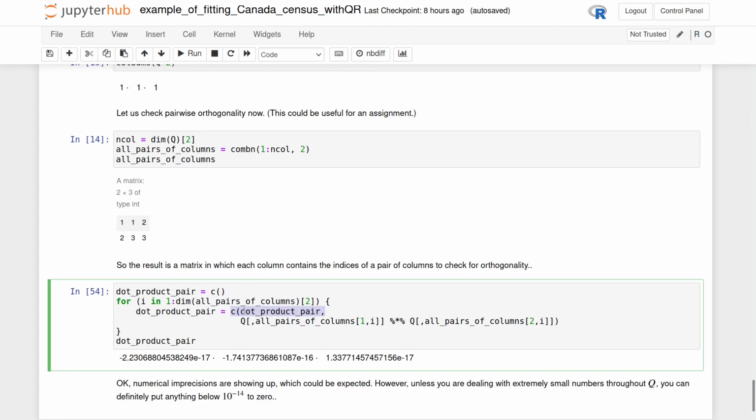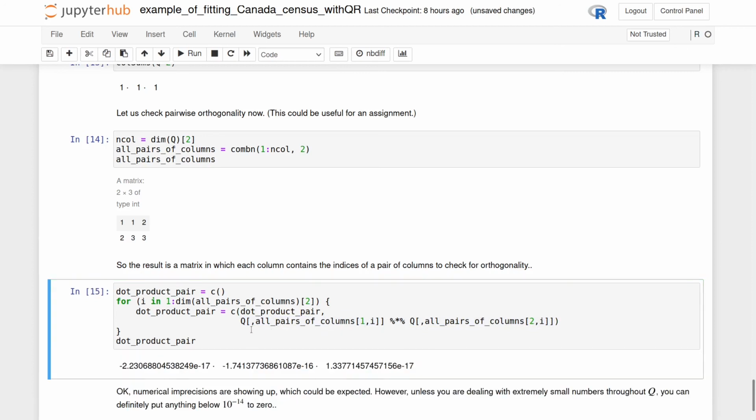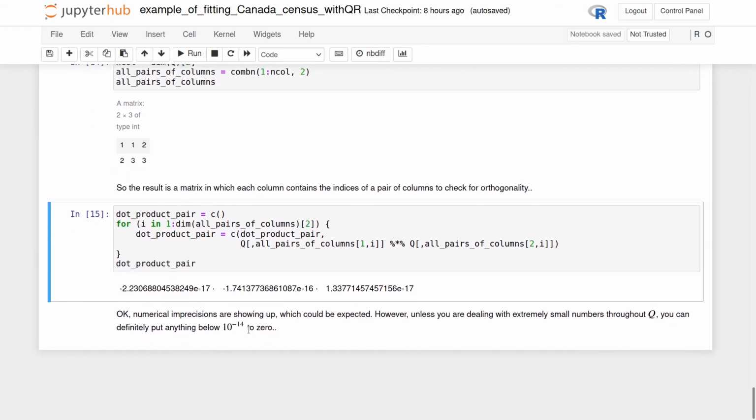I start with the empty vector, and then I say, okay, take the empty vector and add that first result when i is 1. And then the next time around, I'm taking the vector where I now have 1 entry, and I'm adding the result of this when i is 2, and the third time I'm adding the result where i is 3. And when I display this result, what I get is this number.